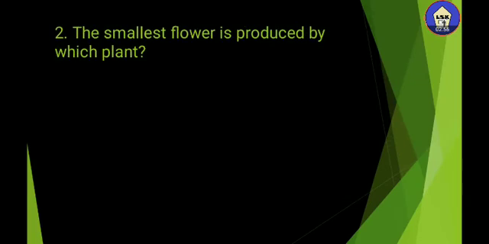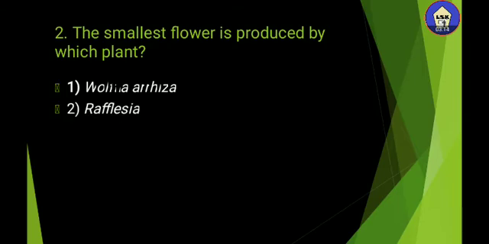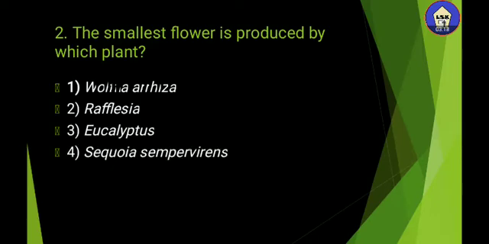Now the question number 2. The smallest flower is produced by which plant? Option A, Wolffia arrhiza, spelled W-O-L-F-F-I-A, A-R-R-H-I-Z-A. Second one is Rafflesia. Third one is Eucalyptus. And the fourth one is Sequoia sempervirens.